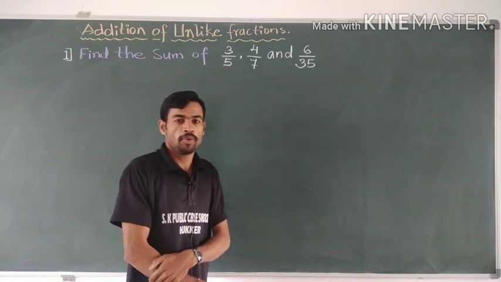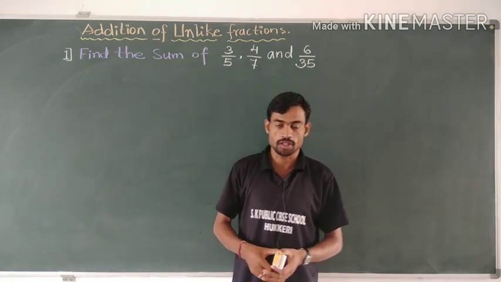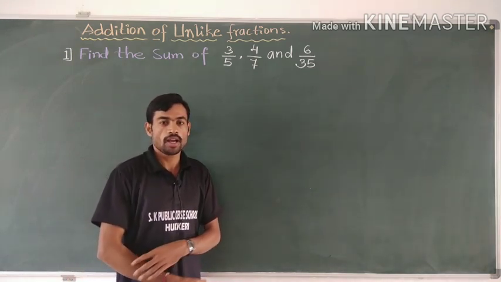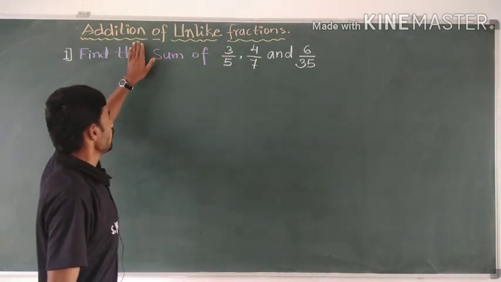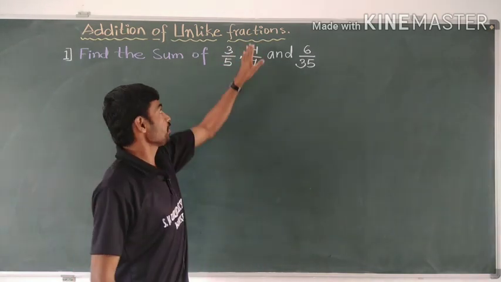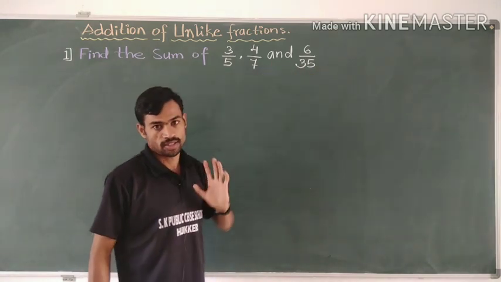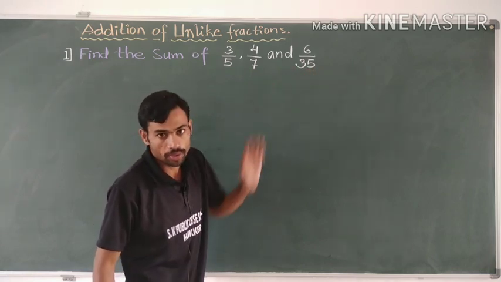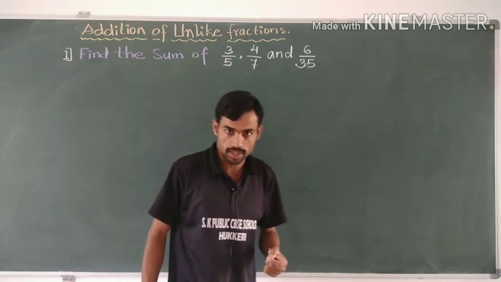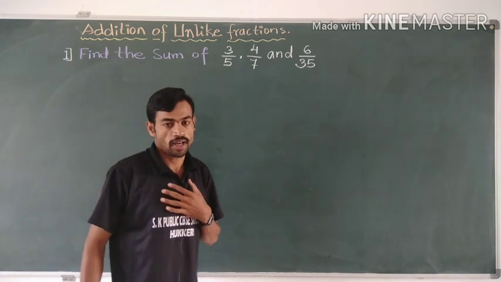Dear students, in the previous class we discussed addition of like fractions, and today we need to discuss addition of unlike fractions. As we all know, unlike fractions are fractions which have different denominators. These three fractions they have given have different denominators. That's why these fractions are said to be unlike fractions.